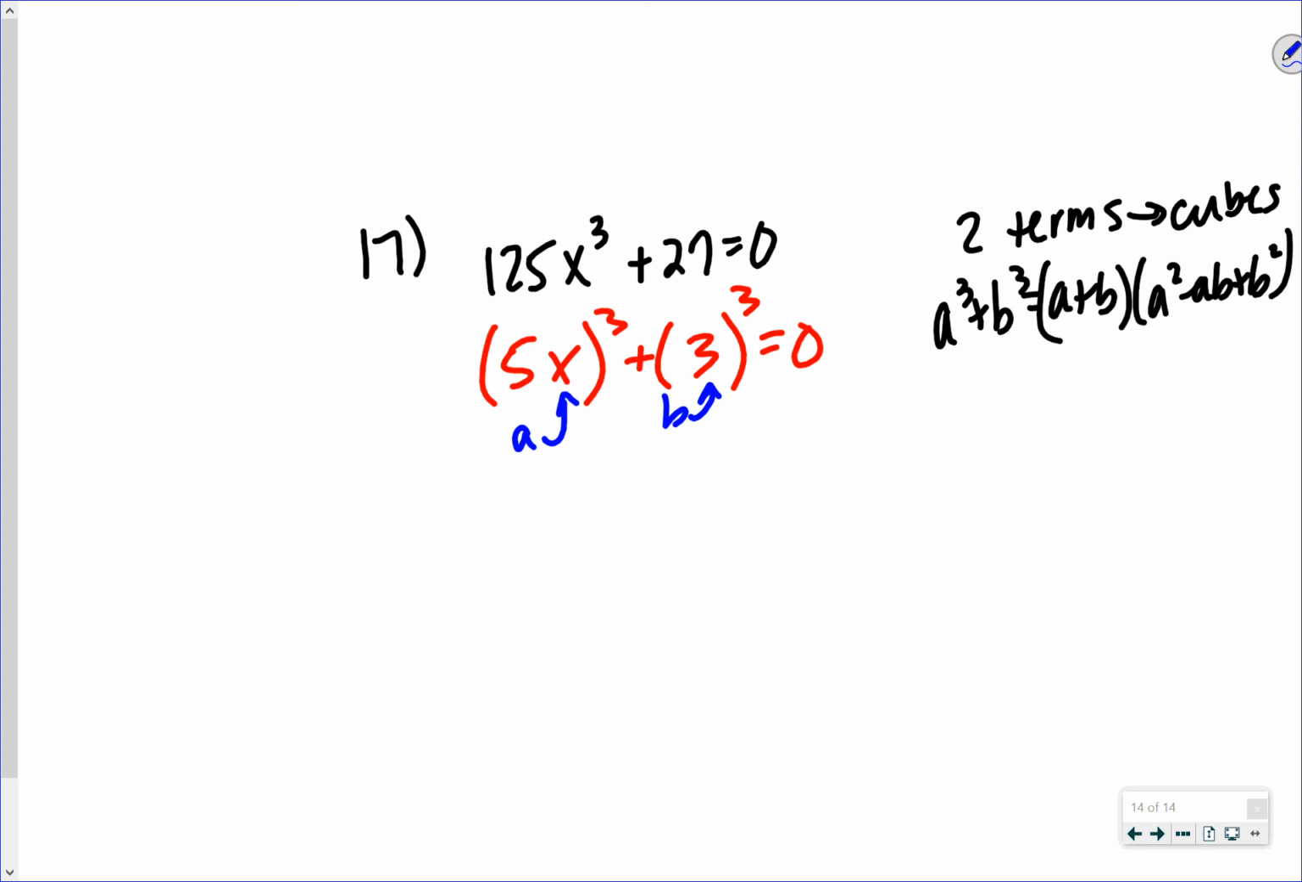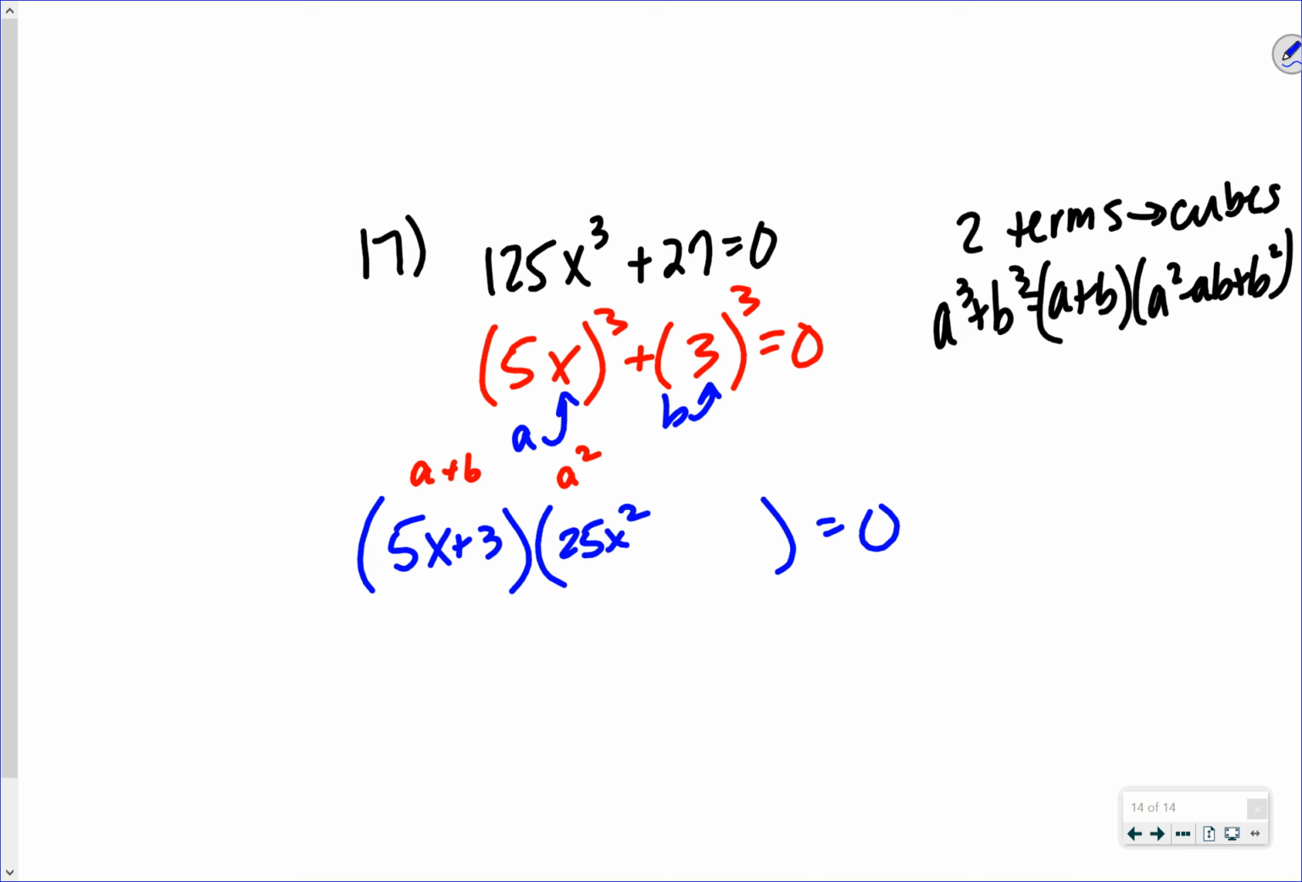I'm just going to plop them into the right side of that formula. a plus b, that is 5x plus 3. And then I have a squared. Square the 5 and the x, you'll end up with 25x squared, minus a times b. 5 times 3 is 15x, plus b squared. 3 squared is 9.